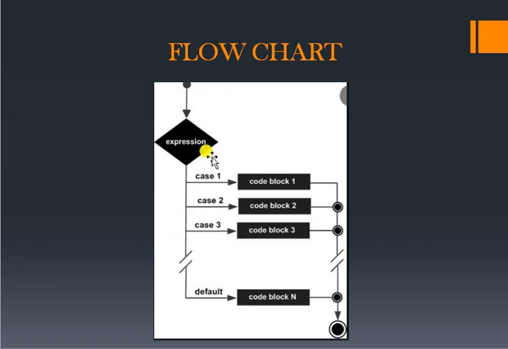Continuing like that, if no case matches the expression, then the default block will be executed. The default block means what? If all other values are not equal to the expression, then the default case will be executed. That is the purpose of the default block. Then after executing these statements, the control will go out of the switch statement.